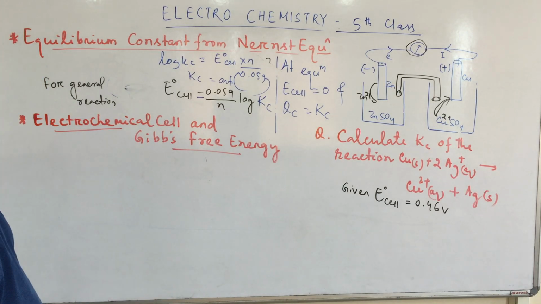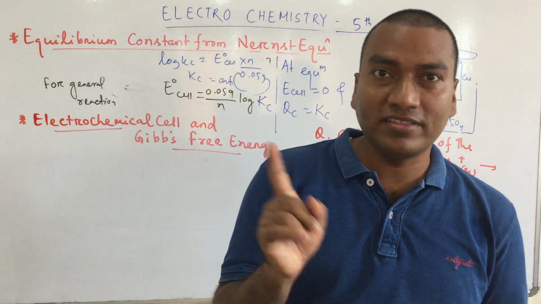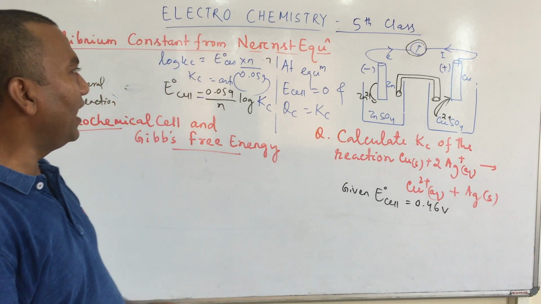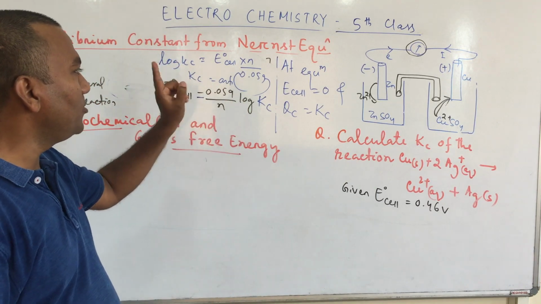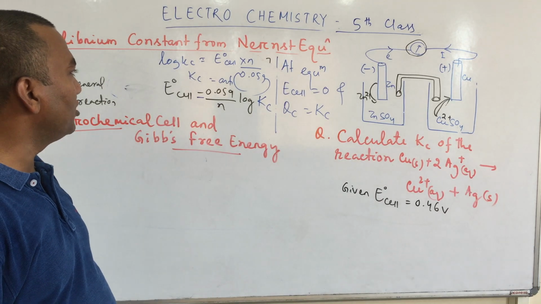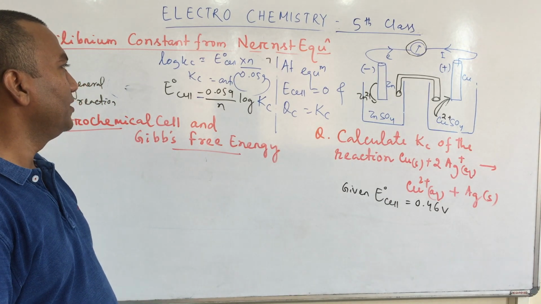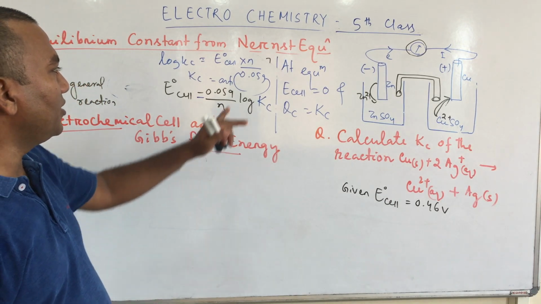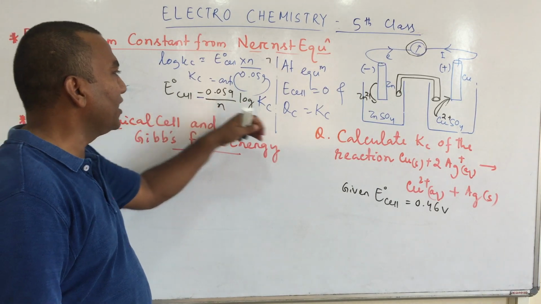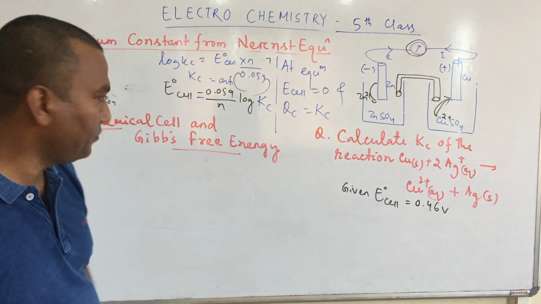This is the clear formula. So remember, at equilibrium E cell becomes 0, but E naught cell is never 0. Cell potential becomes 0, and Qc equals Kc. So if you substitute, the equation becomes E naught cell equals 0.059 by n log Kc. So a question will come: if Kc is given, E naught cell will be asked; if E naught cell is given, Kc will be asked. So here I will take one question.